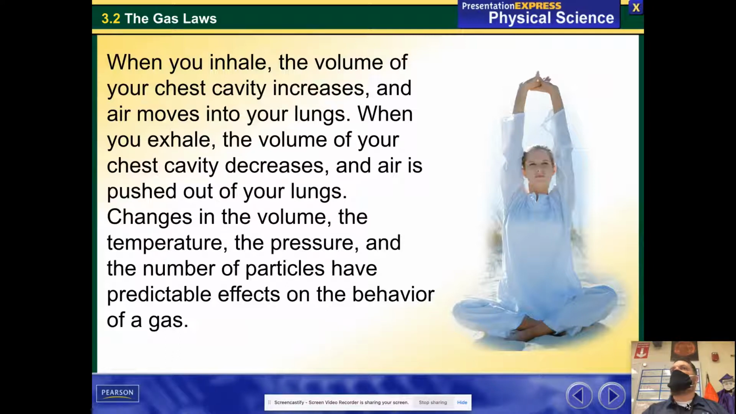When you inhale, you're letting a lot of air in. Your body takes the oxygen out of the air. And then when you breathe out, you're breathing out the extra air along with some carbon dioxide. Okay? Now, when you do that, this changes the volume, the temperature, and the pressure of the particles, and it's a predictable behavior of a gas.